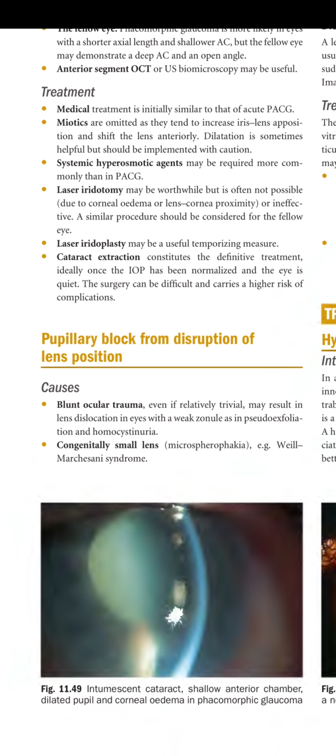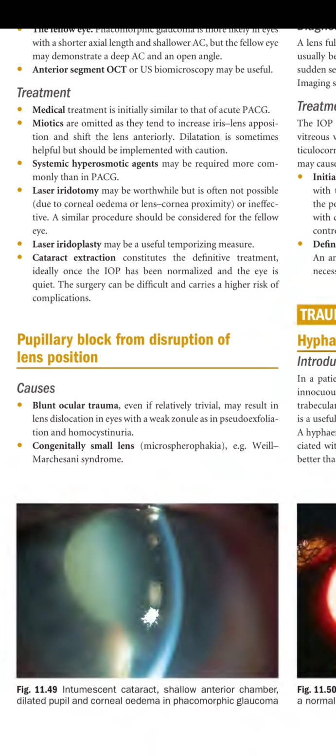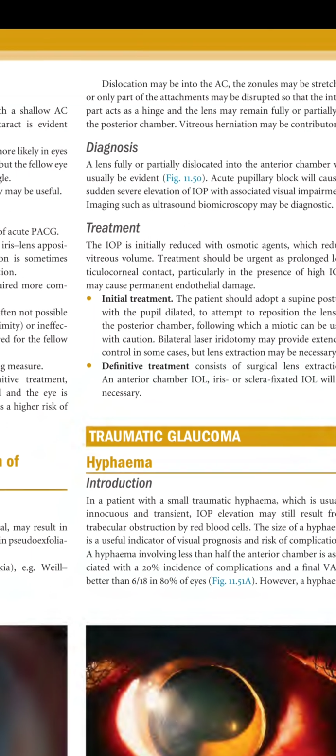Pupillary block from the disruption of the lens position. Blunt ocular trauma, even if relatively trivial, may result in a lens dislocation in eyes with a weak zonule, as in pseudoexfoliation and homocystinuria. Congenitally small lens, microspherophakia, Weill-Marchesani syndrome.